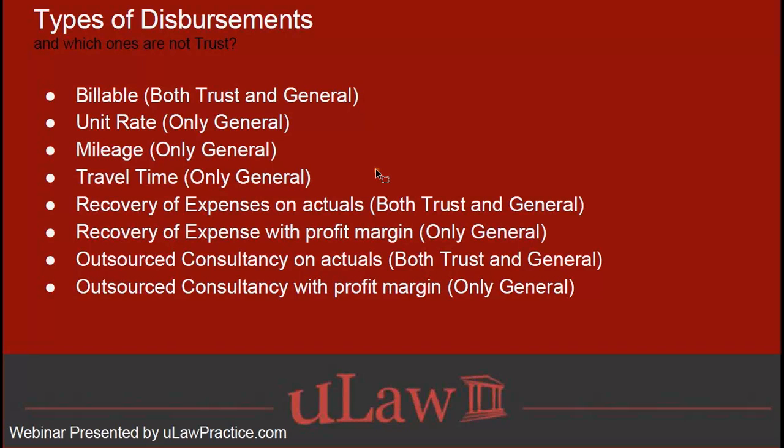Recovery of expenses on actuals come from both trust and general. Here's the important point to note. Any recovery of expense with a profit margin comes only out of your general account. It's really key to keep in mind what that means. So let's look at an example.